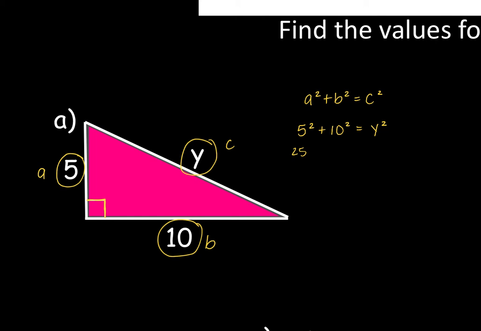Ten squared, Samantha. 100. So this is 125 equals Y squared. What do we do? Noah. Next we need to do the square root. Take the square root of both sides. And we get Y equals the square root of 125. I don't know off the top of my head because it's a decimal. But we plug it into our calculator. We get 11.18.